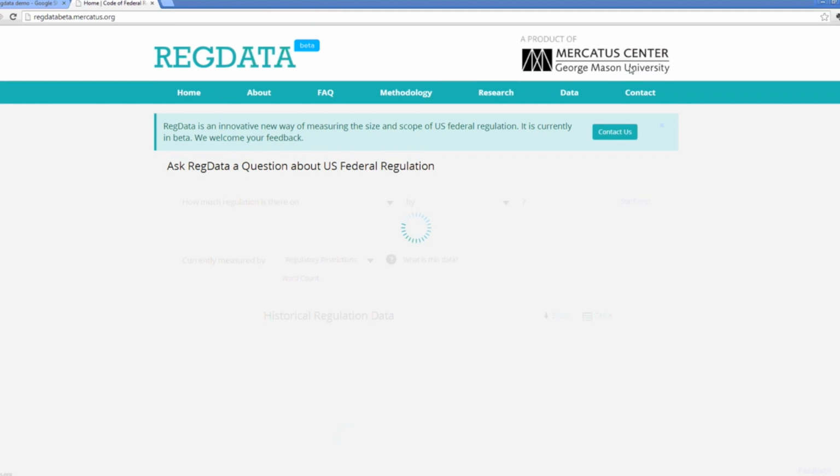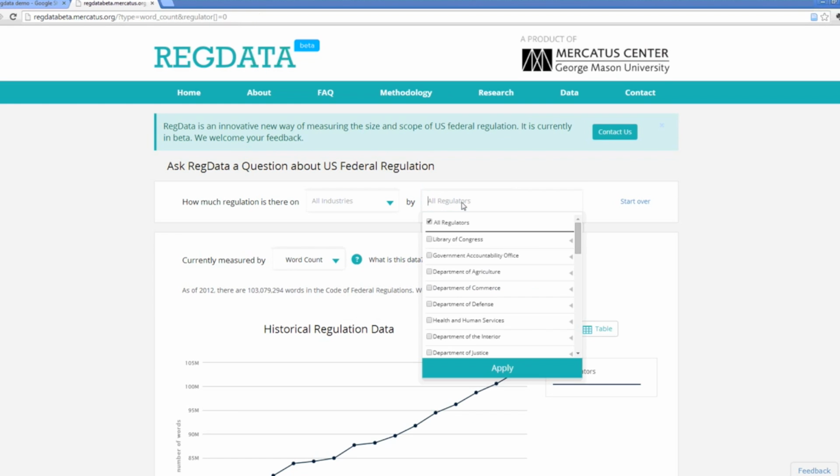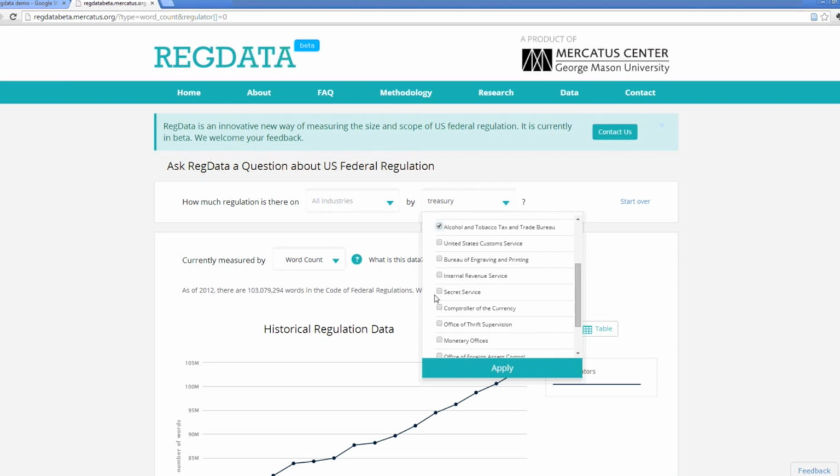So I just clicked the Start Over button there, switching again the measurement to word count, going up to the Regulators tab, typing Treasury, and now I'm going to go down and open up Department of Treasury, and you see these sub-offices. I selected TTB, Tobacco Tax and Trade Bureau. I selected Secret Service. I selected Comptroller of the Currency, and I selected United States Customs Service.